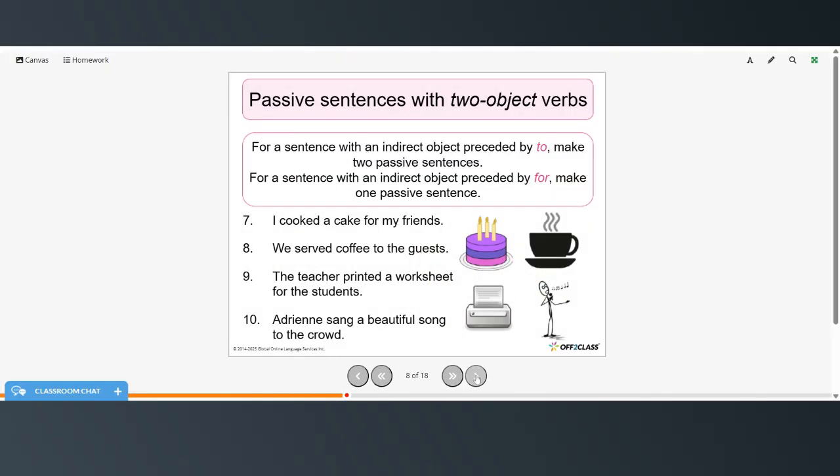Here are a few more. Again, if the sentence has the indirect object preceded by to, make two passive sentences, and if it's preceded by for, make one passive sentence. Again, pause the video, try these on your own, and then restart when you're ready to check your answers.